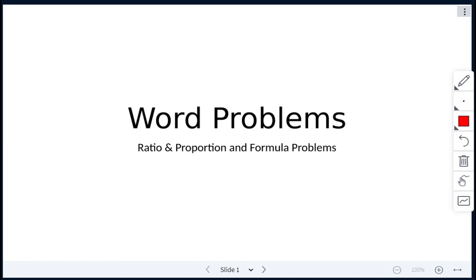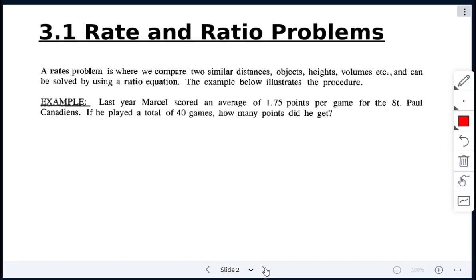All right, so today's lesson, working at word problems, and today we're going to focus on rate and ratio problems as well as general formula problems. And this is under the module ratio and proportion and formula problems. All right, so firstly, we're looking at rate and ratio problems.